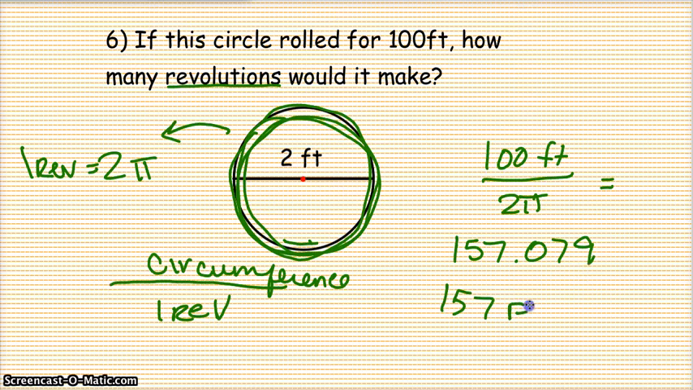157 revolutions would get it just under 100 feet. I think you would actually need this 158th one to get it to 100 feet, but then it would be over. So it's just kind of a matter about how the rounding is how it wants to be rounded, but I'm really okay with either or the decimal.